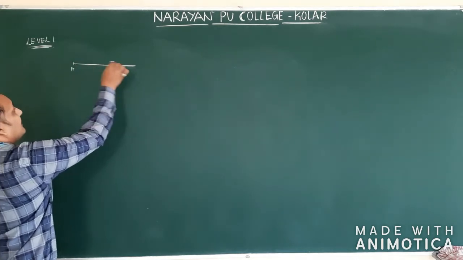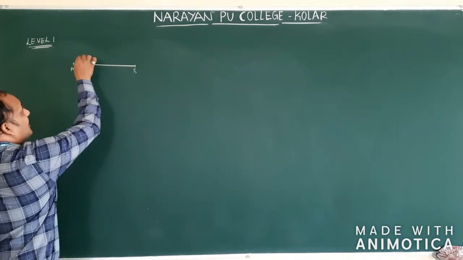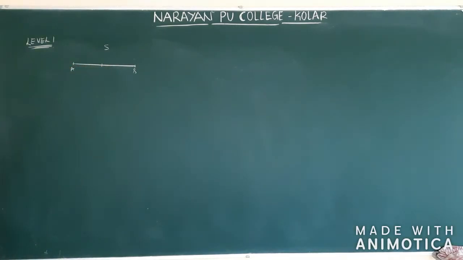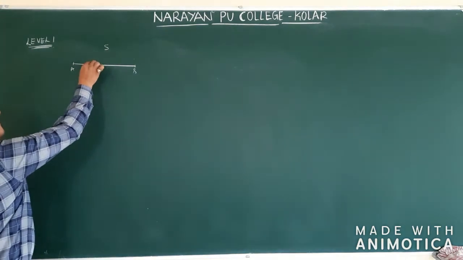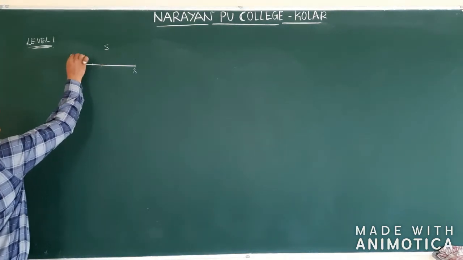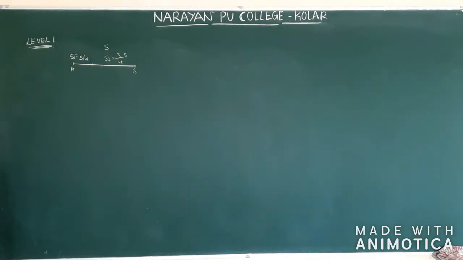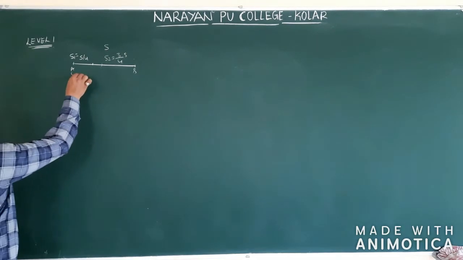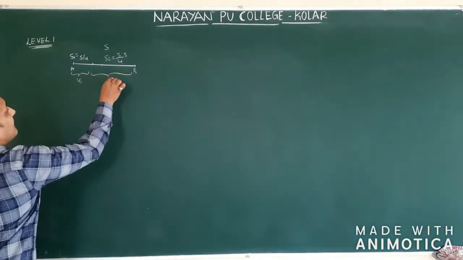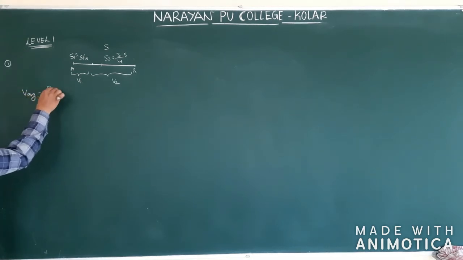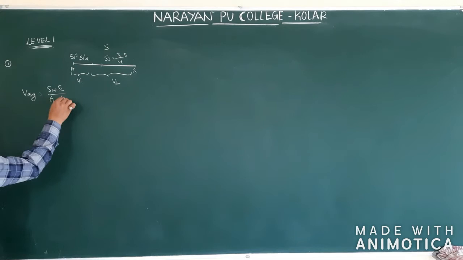Already we solved this one in an example problem. So total distance, how much we used to take? In that, first 1/4. This is s by 4, s1 equal. Remaining s2 equal to 3 by 4. So the first distance with speed v1, the second distance with speed v2. They are asking the average speed. What is the average speed formula? Average speed is equal to total distance by total time.